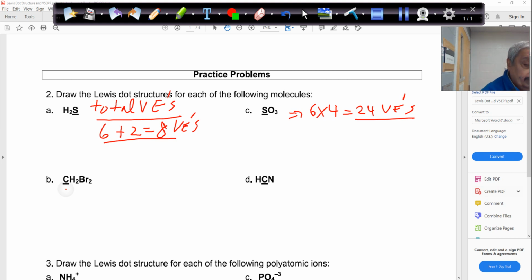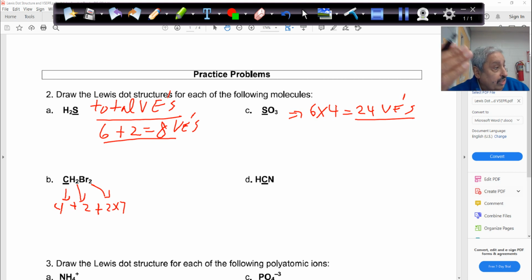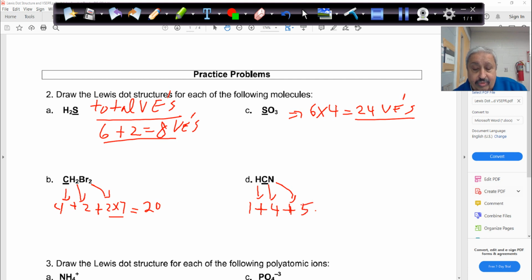And here we have carbon has 4, hydrogen has 2, bromine is 7A or 17, plus 2 multiplied by 7, correct? Those are valence electrons. We are looking at the valence, the outermost shell, correct? So 4, and this is 14. 14 and 2, 16. How many do we have? 20. Okay. So this one is 1. Carbon is 4. Nitrogen is how many? 5. So this one is 10.